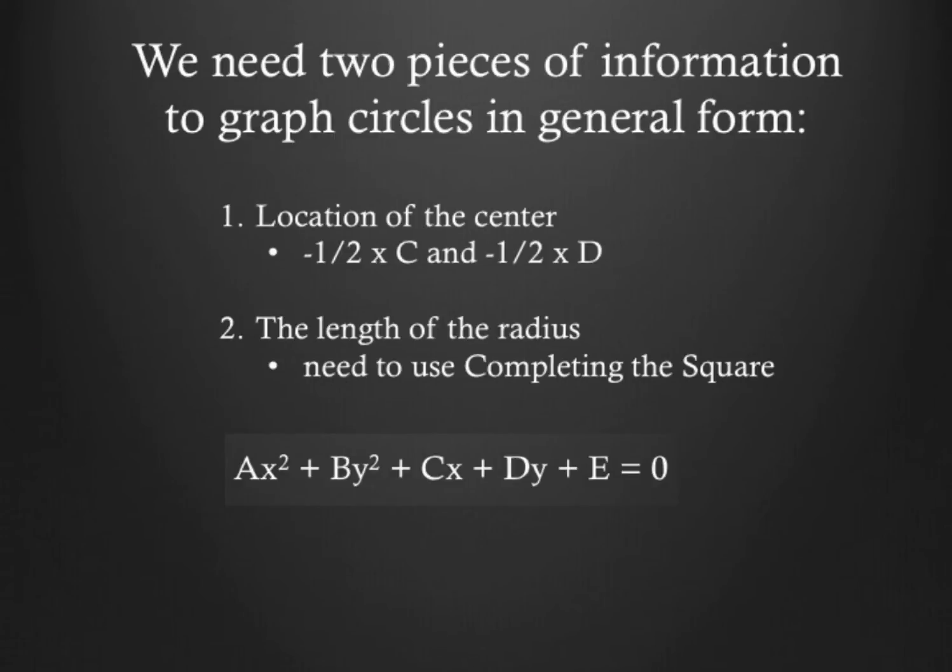So we can use negative 1/2 times the C, negative 1/2 times the D. That will give us our center, and then we can find the length of the radius. This is going to be a little bit of a pain. I'm going to have to use completing the square on this, but no big deal. You guys got this. So let's check out our first example here.